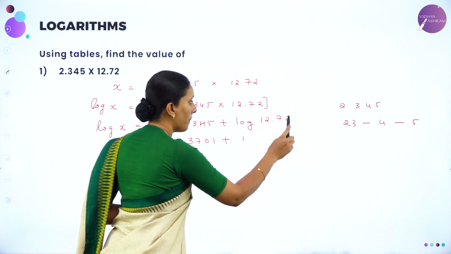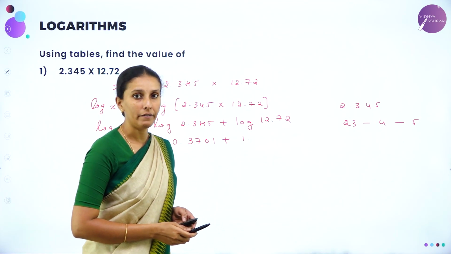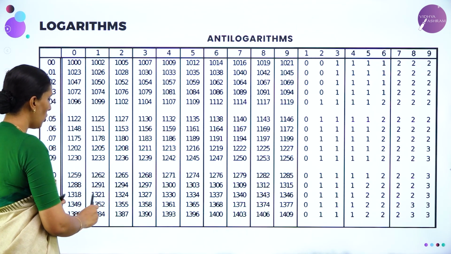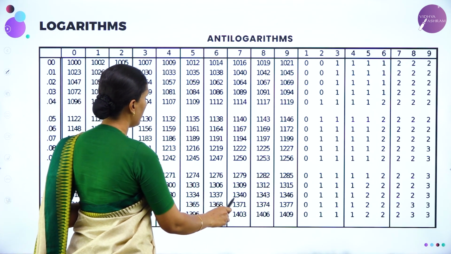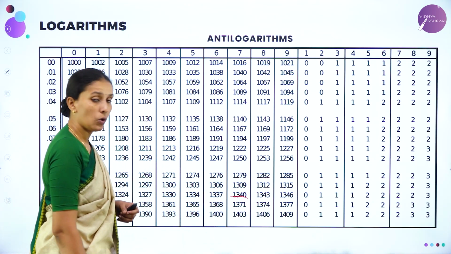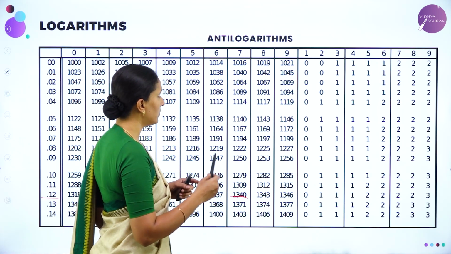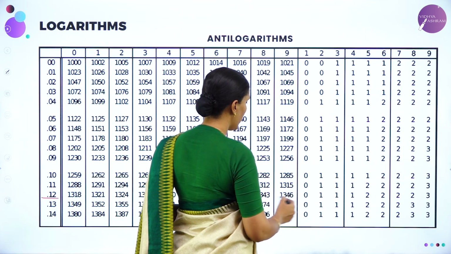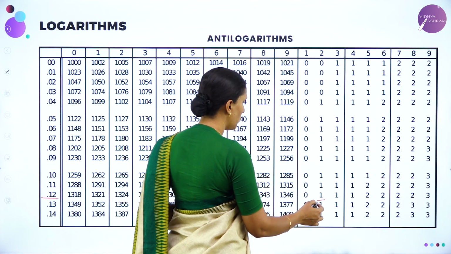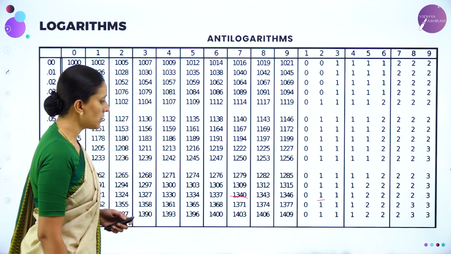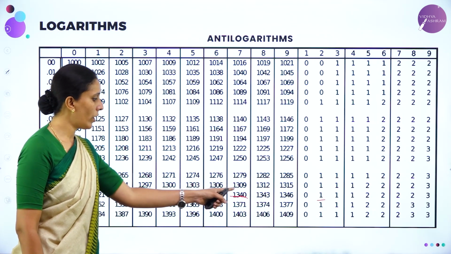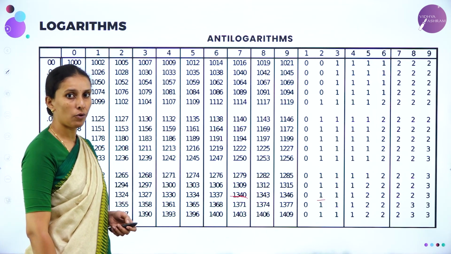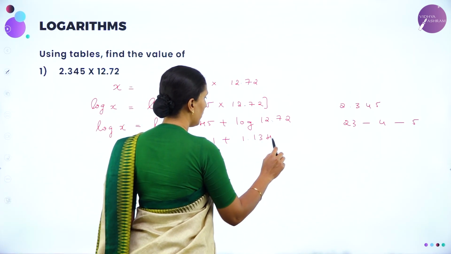Now what about the mantissa part here in 12.72? Now consider the column here 12. Move along the row which is headed by 7. So it is 1340. Note the number. We need 12.72, so next in the mean difference column, you need to see the column headed by 2. So you have 1. So the value is 1341. So 1340 plus 1 is 1341. So the mantissa part is 1341. So here we'll write 1341.